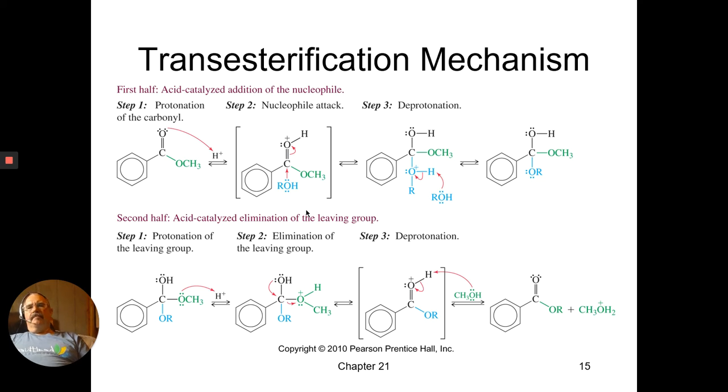Here's the mechanism. Under acid catalyst conditions, oxygen gets protonated, the alcohol attacks the carbonyl, we have a proton transfer, another protonation, elimination of the original alcohol, and then another proton transfer.